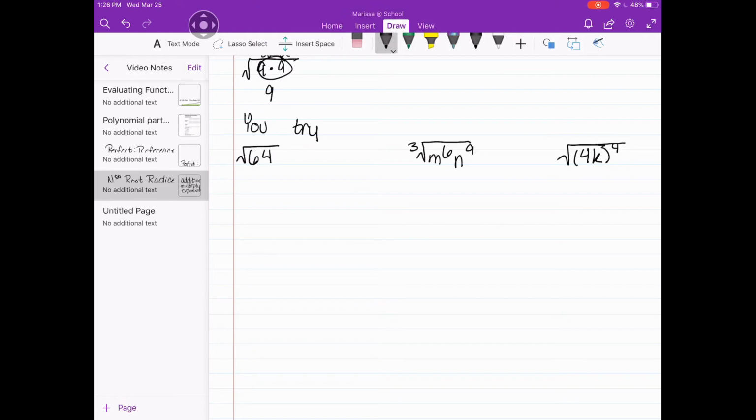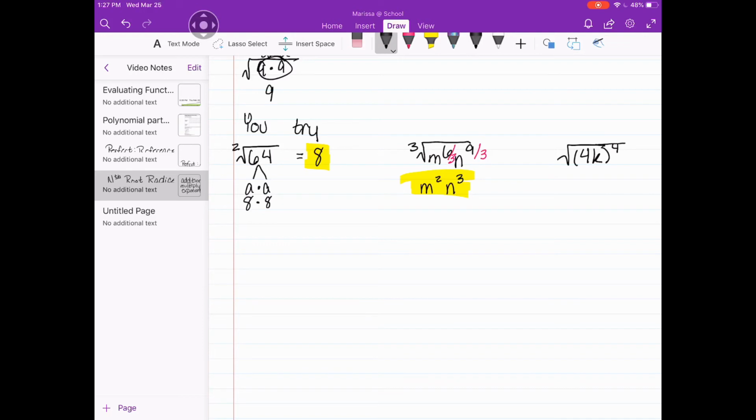Okay, so when you're trying to do these, the first one, a times a, it's a square root. So a times a, that means that I'm doing 8 times 8. So you should have an answer of 8. The next one, I'm going to use the method where I'm dividing. So I'm going to do 6 divided by 3 and 9 divided by 3, which means that I would get m to the 2nd power and n to the 3rd power, and that would be my answer for that second one.